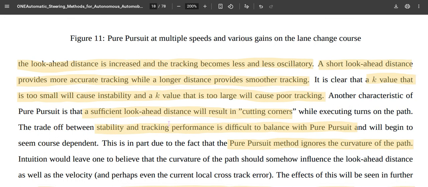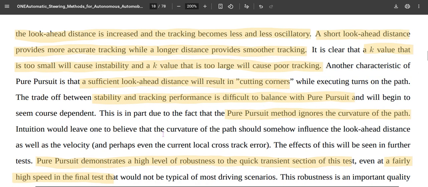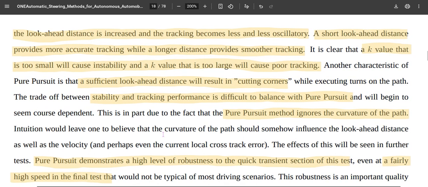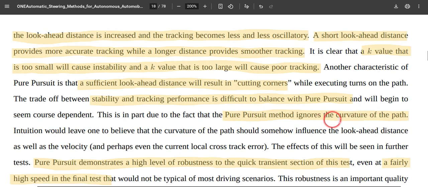But one of the insufficient things is that it results in cutting corners, and it is difficult to balance with pure pursuit, having a trade-off between the performance and the stability. The reason is that pure pursuit is a geometrical method which largely ignores the curvature of the path.